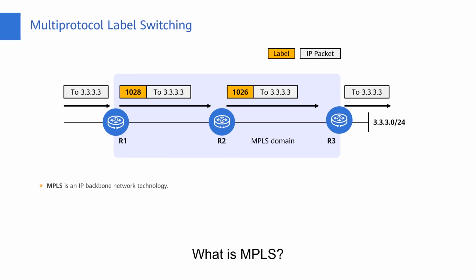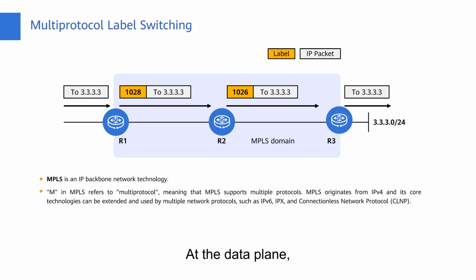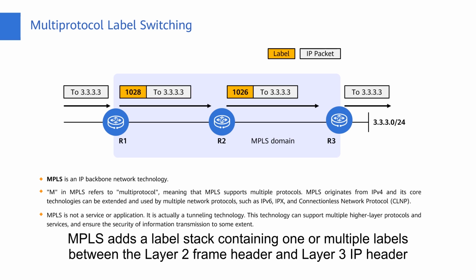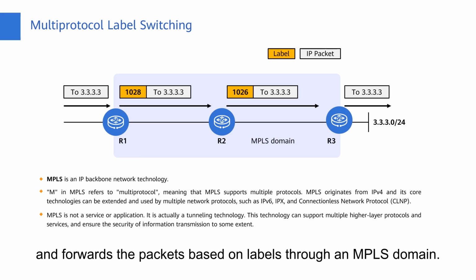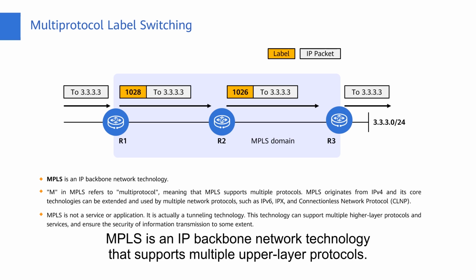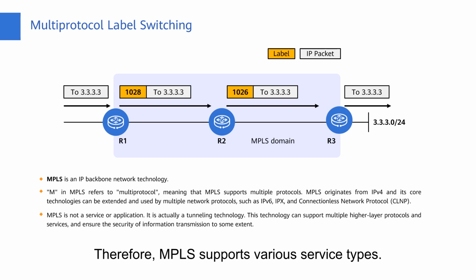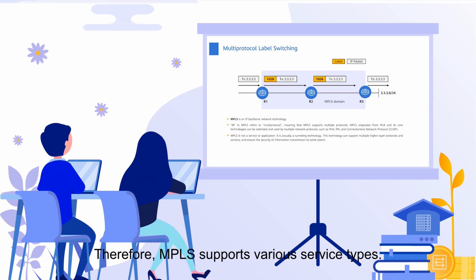What is MPLS? At the data plane, MPLS adds a label stack containing one or multiple labels between the Layer 2 frame header and Layer 3 IP header, and forwards the packets based on labels through an MPLS domain. MPLS is an IP backbone network technology that supports multiple upper layer protocols. Therefore, MPLS supports various service types.